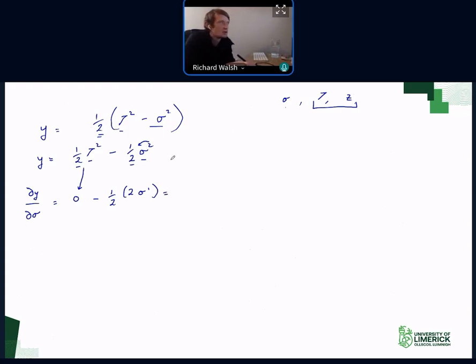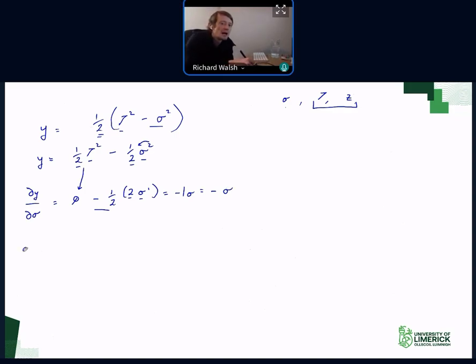So there's no other terms. 0 we can forget about. Minus a half times 2 is minus 1. Sigma to the power of 1 is just sigma. So minus sigma we get for that one.